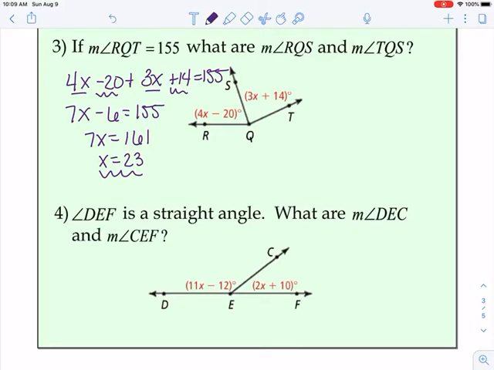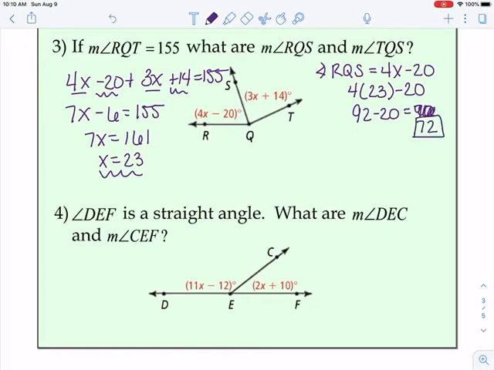So let's find angle RQS first. RQS was the one that was represented by 4x minus 20. And again, we just found out that x was 23. So I'm going to do 4 times 23 minus 20. 4 times 23 would give me an answer of 92. And 92 minus 20 is going to give me an answer of 72. Okay, so the measure of angle RQS is going to be 72.